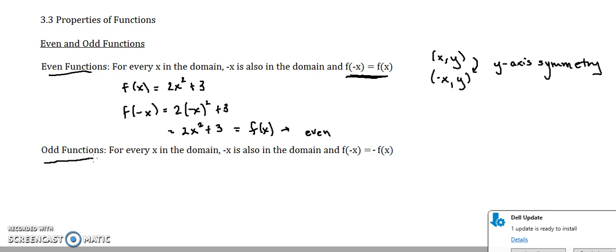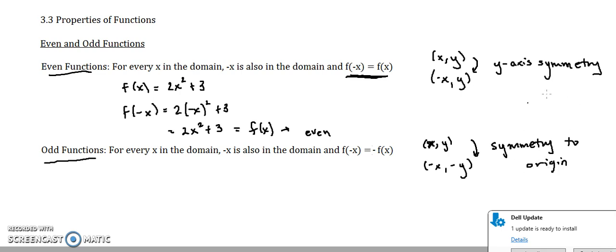All right, so looking at odd functions, for every x in the domain, negative x is also in the domain. So again, we're making sure everything exists. And this time when we put in negative x, we get negative y, negative function value or negative y. So that means that for every (x, y), we know that when we plug in negative x, we get negative y. And we've seen this before as well. This was symmetry to the origin. Okay, so odd function is the same as symmetry to the origin.